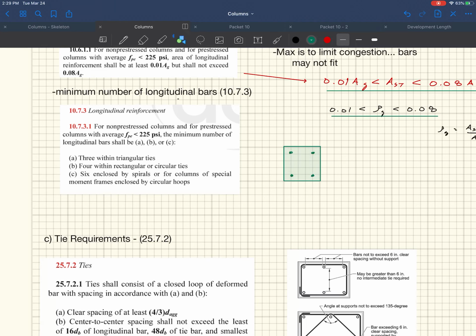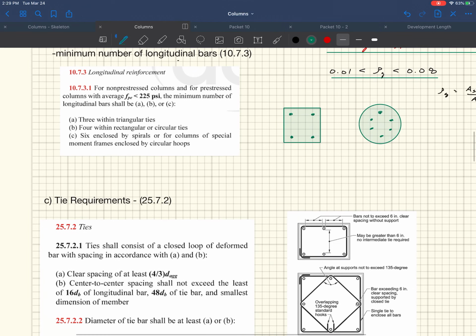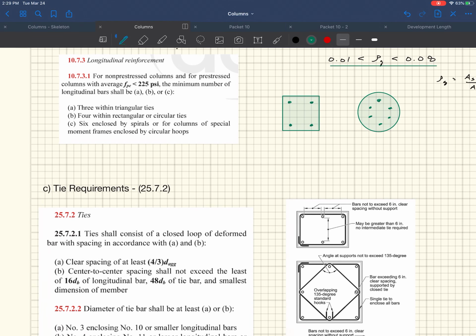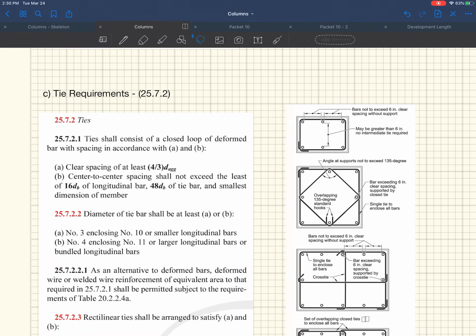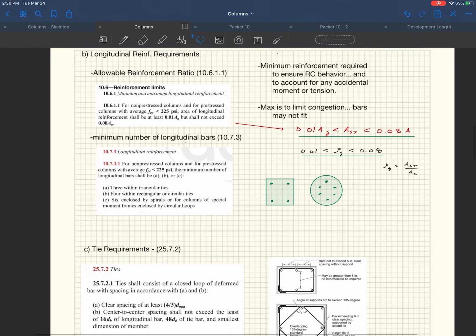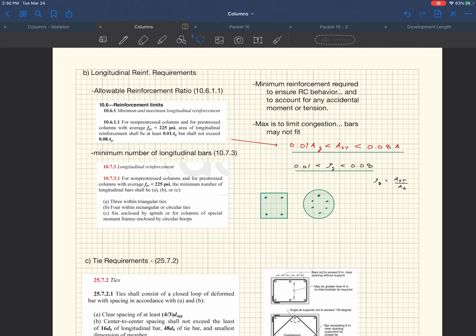And so you have to have at least 4 for rectangular. For spirals, you have to have at least 6 around in a circle. 1, 2, 3, 4, 5, 6. You have to have at least 6 of those in there. And then for triangles, you have to have 3. Which I don't think you're going to run into much in your careers, but just in case you do, you heard it here first. You have to have at least 3. Okay, so that's the longitudinal reinforcement.